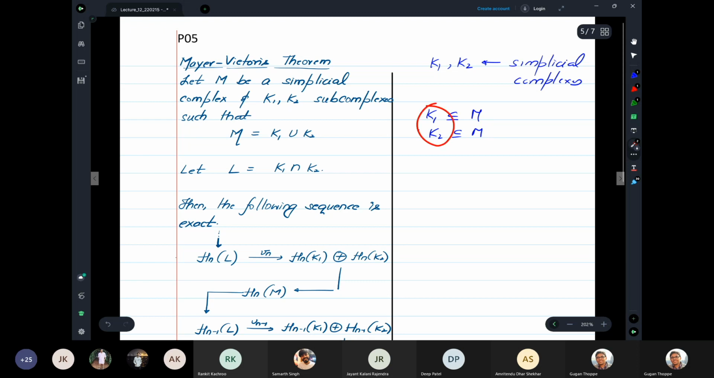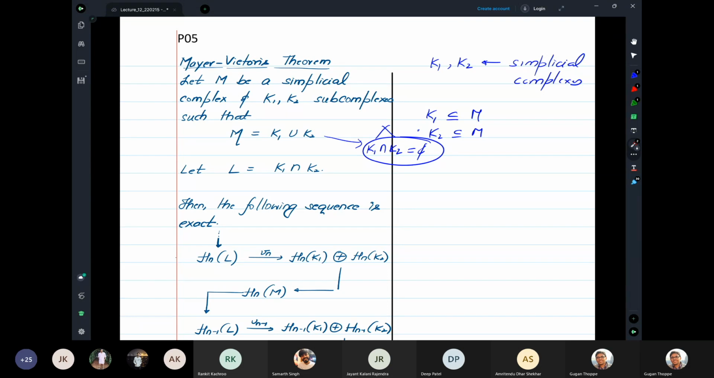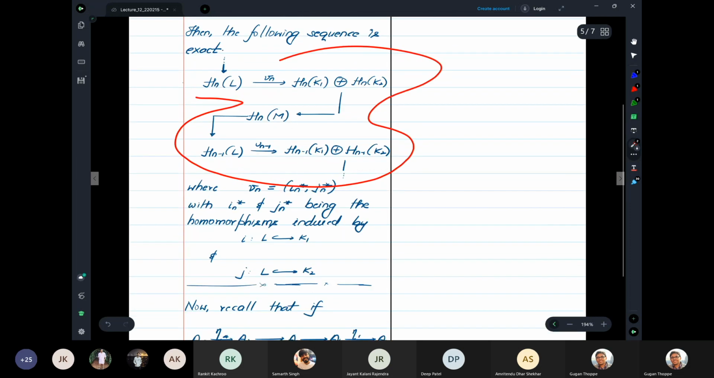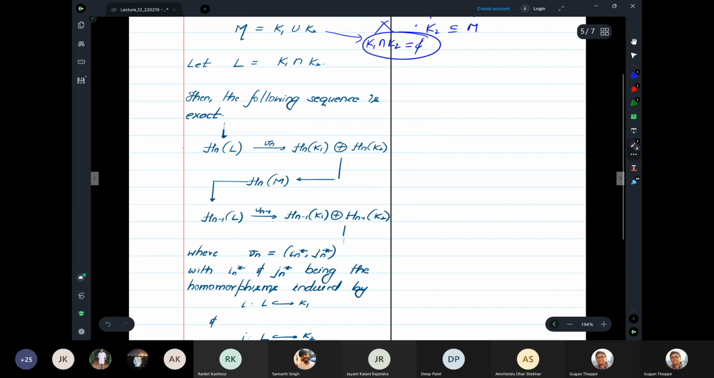And they have the property that if you take the union of K1 and K2, you get M. I'm not saying that this is a pairwise disjoint union, which means that K1 intersection K2 is empty. This condition is not being assumed here. Is this okay? All we are saying is that if K1 and K2 are two subcomplexes, it is possible that K1 and K2 have common faces. That's fine. However, if K1 and K2 are simplicial complexes such that their union is M, and separately L denotes the intersection of K1 and K2, then the Mayer-Vietoris theorem states that this sequence that you have is exact. That is what the Mayer-Vietoris theorem says.